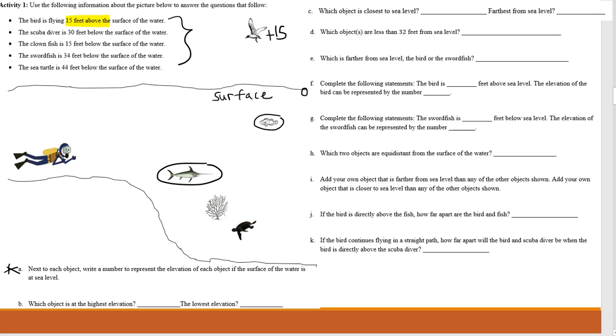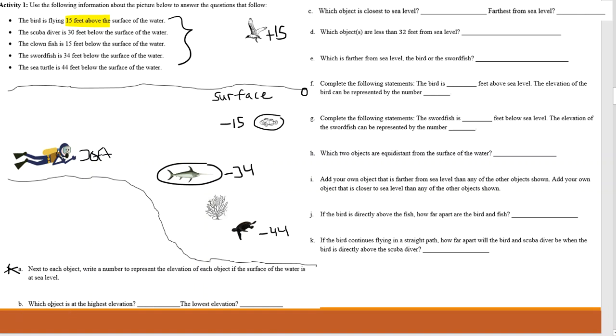Okay, so the scuba diver is at 30 feet. You should have had that. Below sea level, so that should be negative 30. The clownfish is 15 feet below sea level. So here's our clownfish, negative 15 feet below sea level. The swordfish is negative 34 feet below sea level, okay? And the sea turtle is negative 44 because it's 44 feet below the surface of the water.